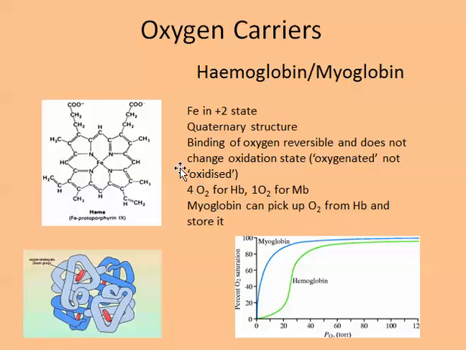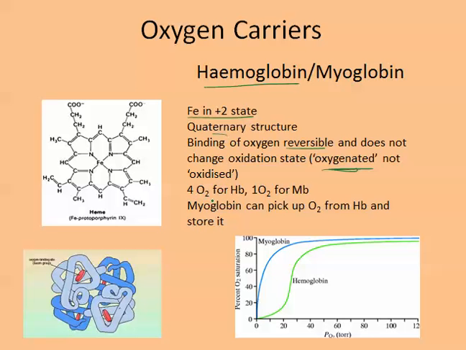Oxygen carriers also have rings a little bit like this, and the oxygen carriers that we need to know about are hemoglobin and myoglobin. Hemoglobin most important for us as humans, and we've got iron in a +2 state. It's a quaternary structure. There's 4 subunits that interact, and it's worth noting that the iron doesn't change its oxidation state. So the oxygen binds and then can drop off again. It's a reversible process, and we describe it as being oxygenated, certainly not oxidized.